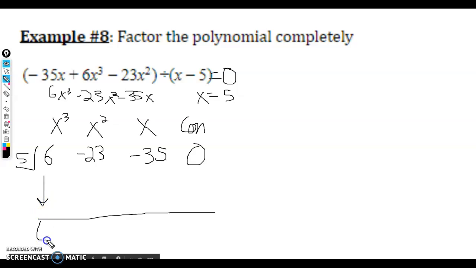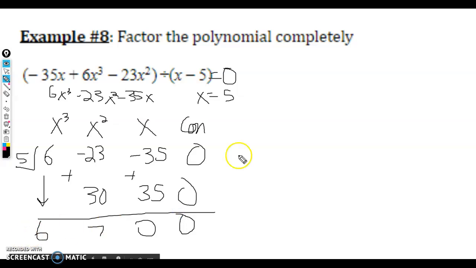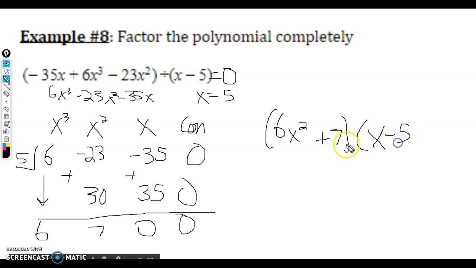Bring the 6 down. 6 times 5 is 30. Add to get 7. 7 times 5 is 35. Add to get 0. 0, 0. So I have 6x squared, and the 7 just gets an x. So that's one of my factors. And the other factor is x minus 5. Made a mistake. This gets 7x.